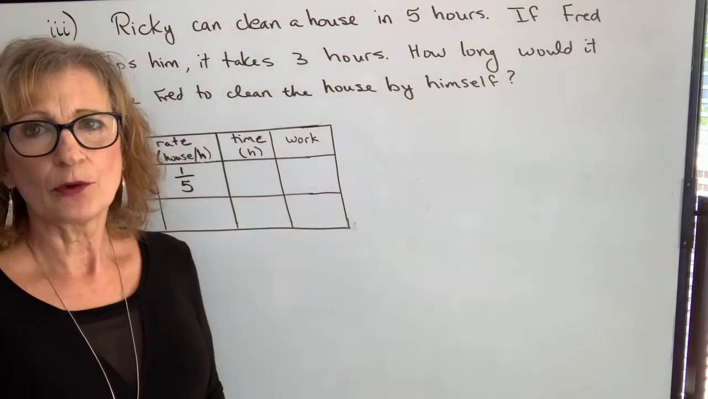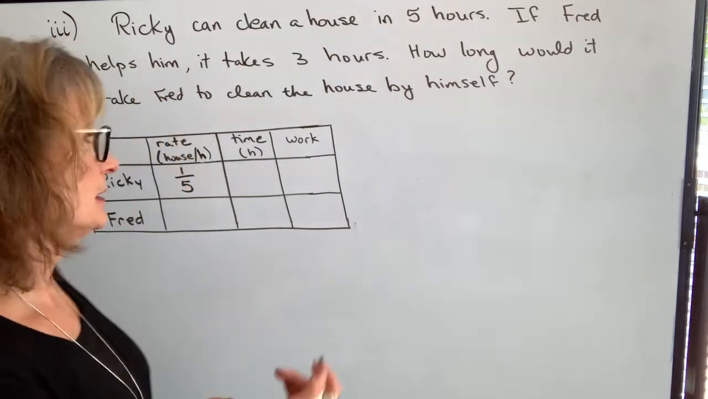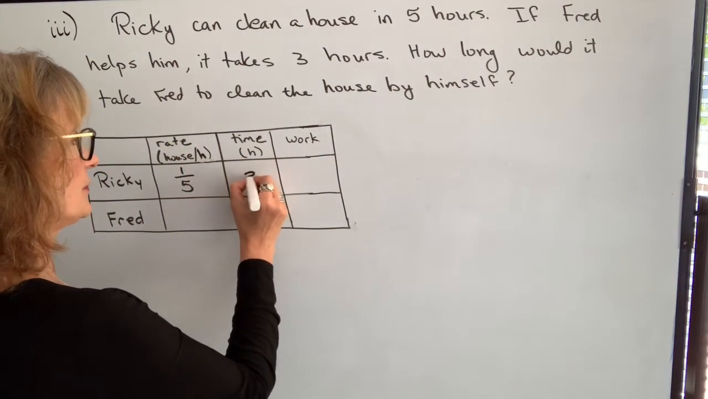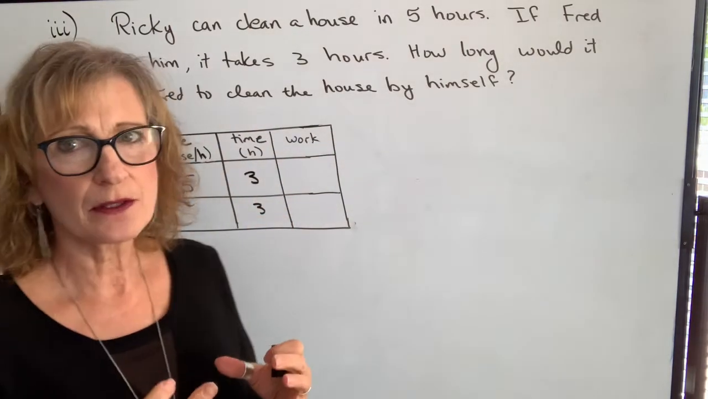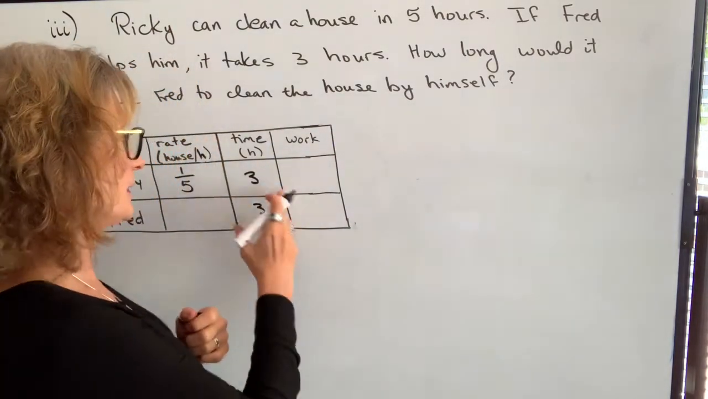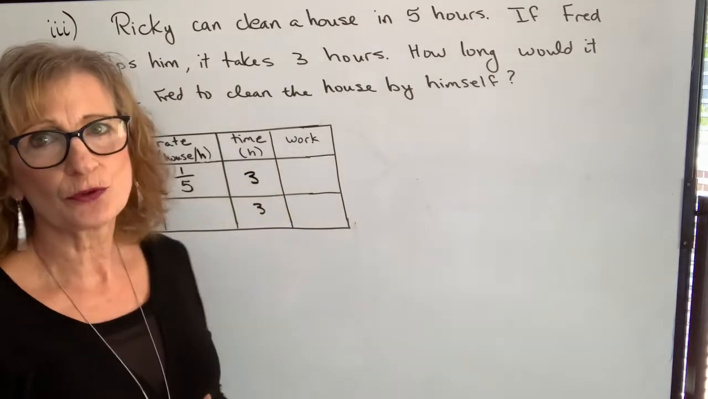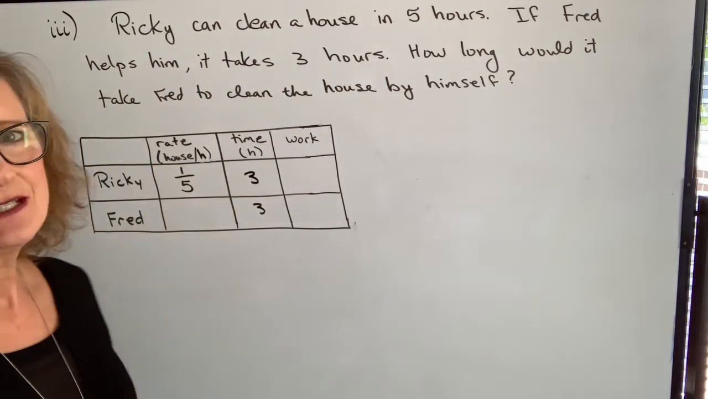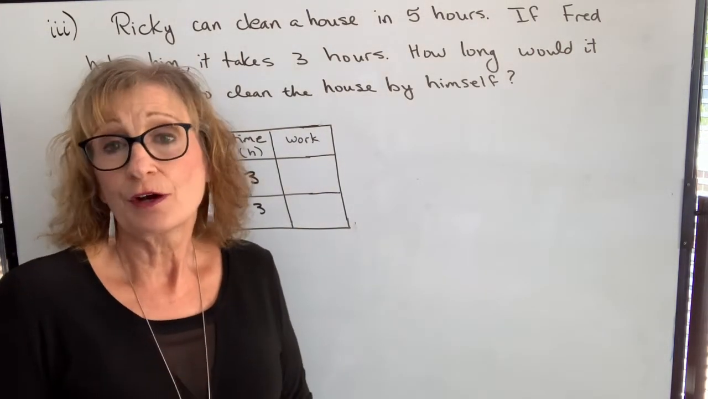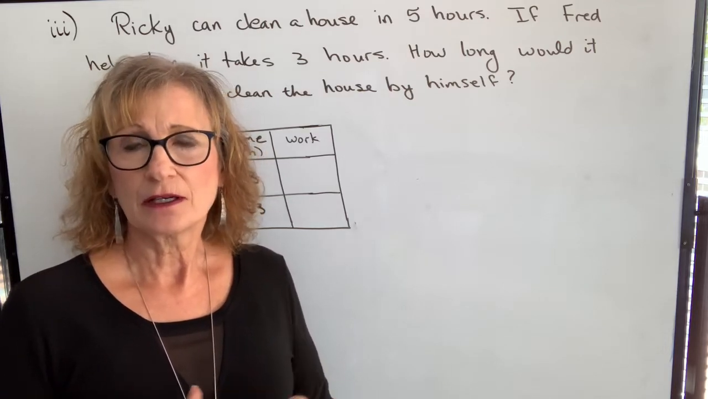1/5 of a house per hour. We know the time of them working together is 3 hours. So this is our time when they work together. When we're doing these questions, our chart should always represent the time working together, not individually. And they're both going to be working together for 3 hours. What we don't know is Fred's rate. So we could let R be his rate if you want, and then we can solve that.